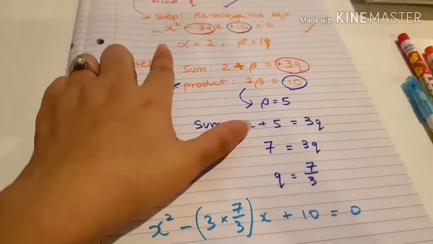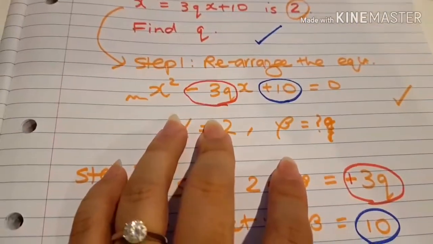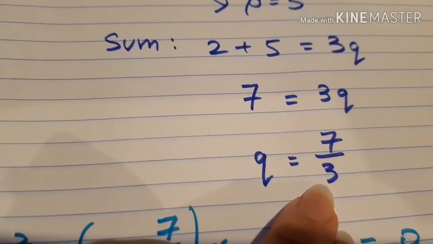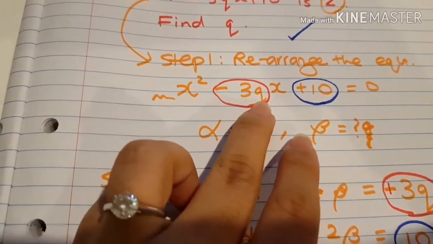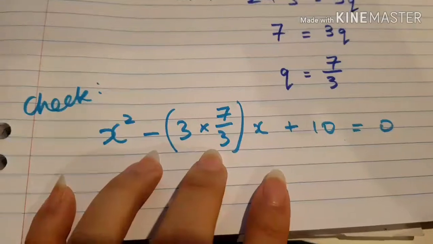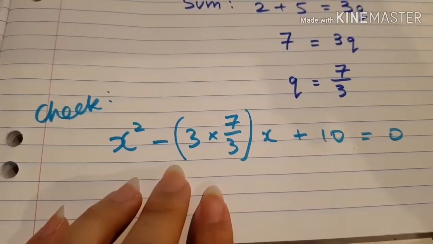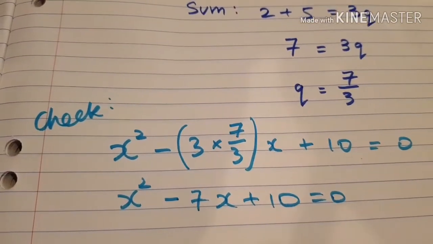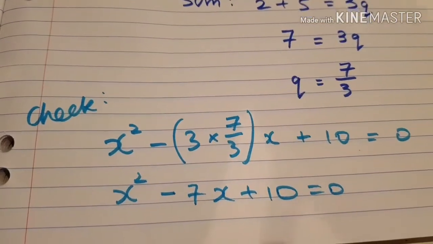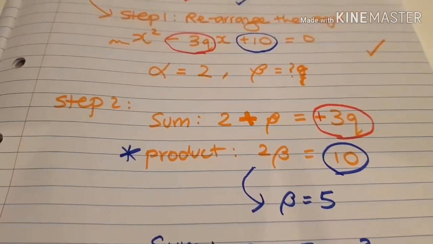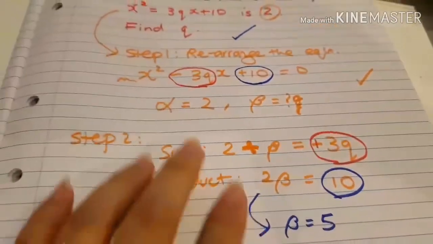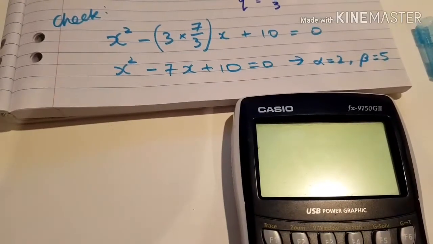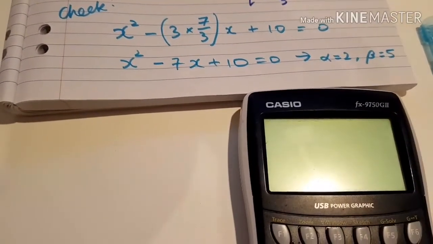So here's my equation. I now know that Q is 7 over 3, so I'm going to insert it here. So 3 times 7 over 3, x plus 10, which I wrote down over here, right? If I simplify, it's going to be like this. Now I'm going to put it into the calculator and see what roots I get. Remember, from the above equation, I found out that alpha is 2 and beta is 5. So by doing so, I should get the same roots.